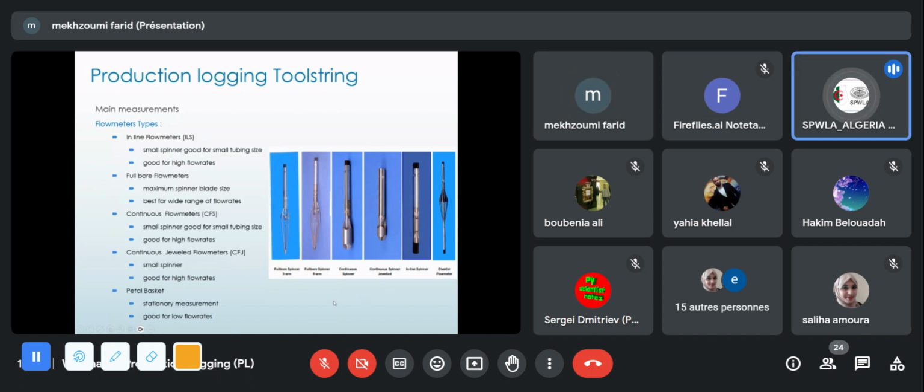Yes. Sorry, I have a question here. Sorry, I interrupted you. Just in case, if we want, for example, to run both, one full bore spinner and another inline spinner in the same tool string, they will definitely give a slightly different estimation of the flow rate. And I wonder which one to take into consideration.